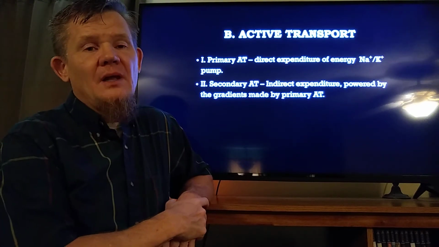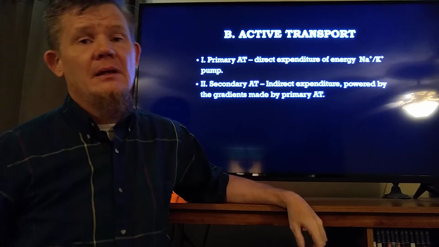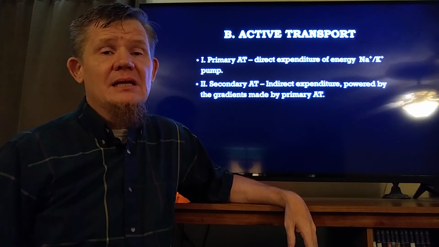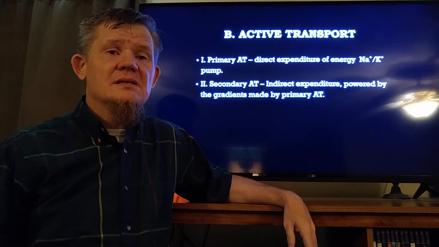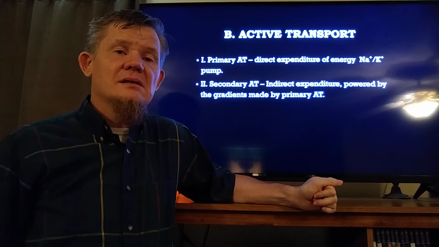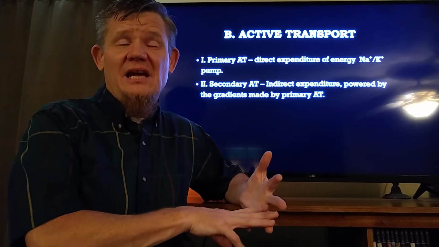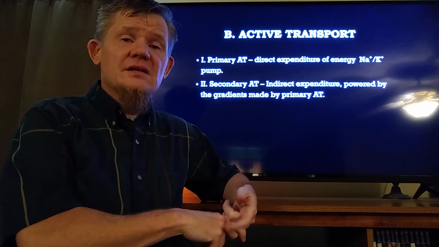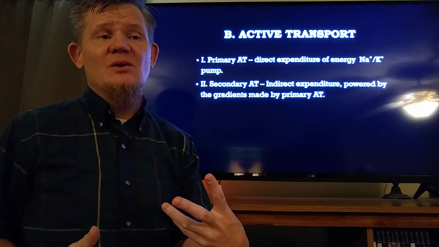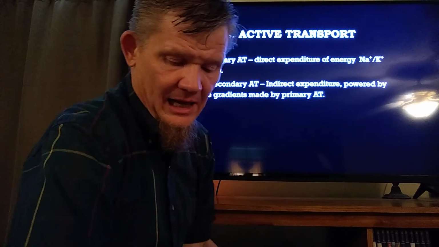Our first version of active transport is called primary active transport. AT just stands for active transport. Primary active transport moves things directly against their gradient. A good example of it is the sodium-potassium pump. The sodium-potassium pump is located all around your cells, specifically your muscle cells and your nerve cells. The sodium-potassium pump is a special channel, and this special channel moves things against the way they want to go.